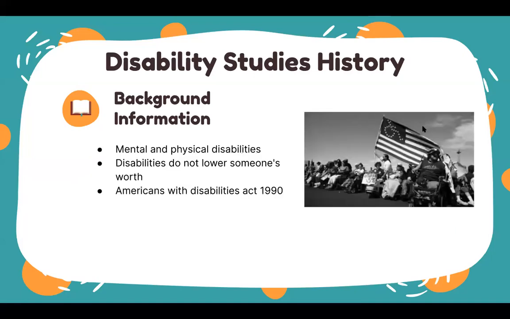And then another thing is mental and physical disabilities. Recently, disability studies has included mental and chronic conditions as a part of the discipline, but mental disabilities haven't always been a part of it. Another thing that they often discuss in disability studies is that disabilities do not lower someone's worth. It is believed that the ability to do something does not determine a person's worth or life. Just because someone can't do something or is impaired in some way, it doesn't mean that they have less of a life than someone who doesn't.